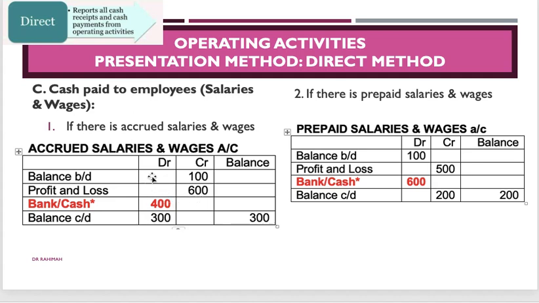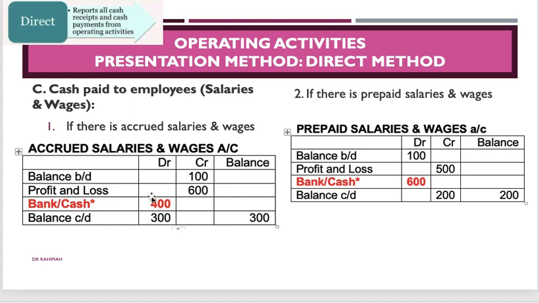Then the difference when you balance off this account would be the payment that you make to your employees. Okay, what happens if you don't find these accrued salaries and wages in the SOFP? That means that these salaries and wages are incorporated in the expenses, in the administration expenses or operating expenses as given in the question in the SOPL.